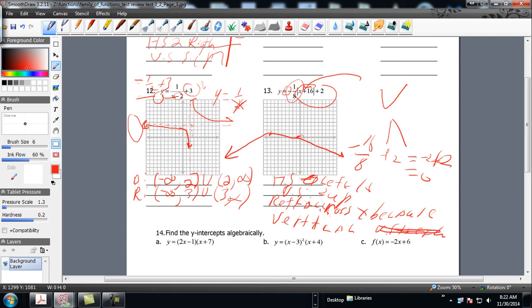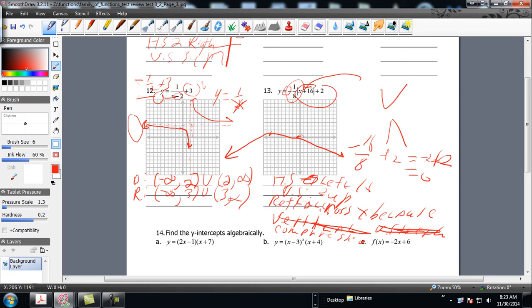Right here I said vertical stretch. That's wrong. That should be a compression, because the number is less than 1. If the number is less than 1, it compresses. If the number is greater than 1, it stretches, which means skinny, fat. Compression is fat. A stretch is skinny. If you stretch something, you get skinny.